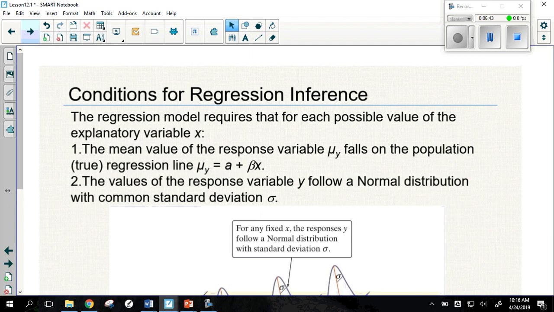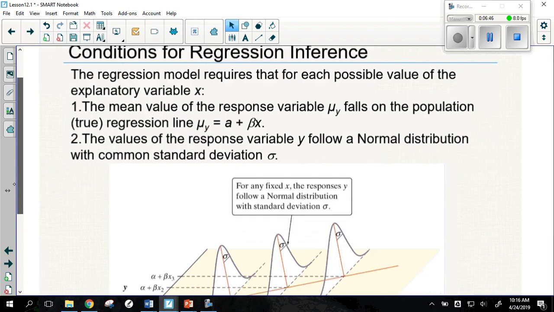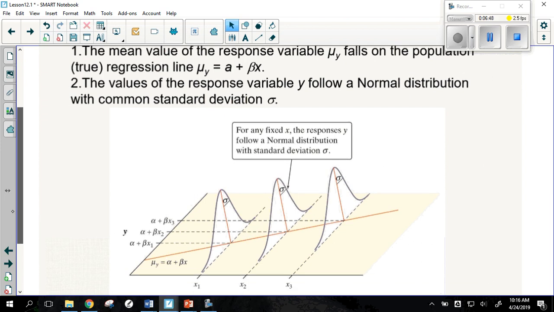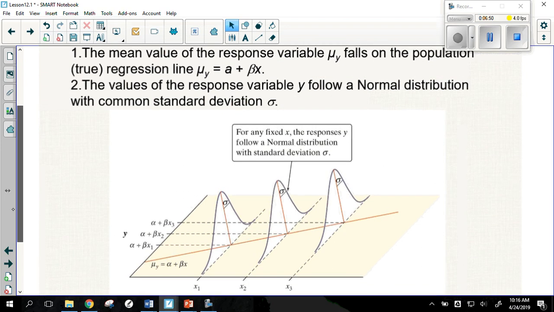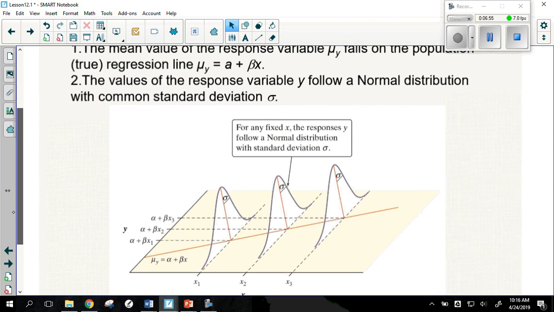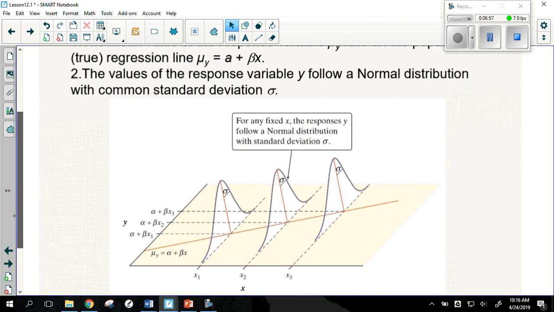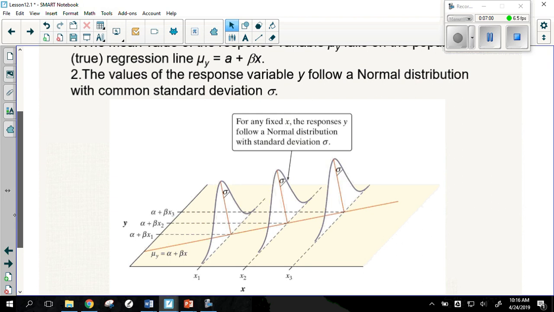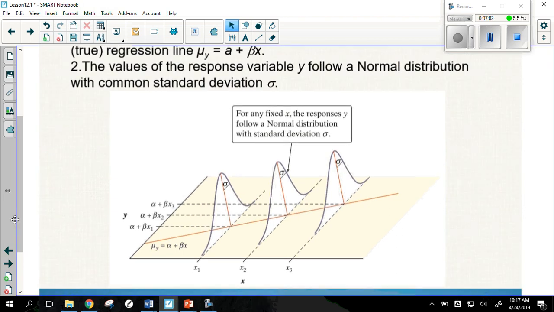This is a really cool picture. This is what the distribution of your y values looks like, right? Imagine you have a y coordinate, an x coordinate, right? And then for each x coordinate, you have this normal distribution looking thing. It's kind of cool. Imagine a normal distribution is kind of popping off the page.